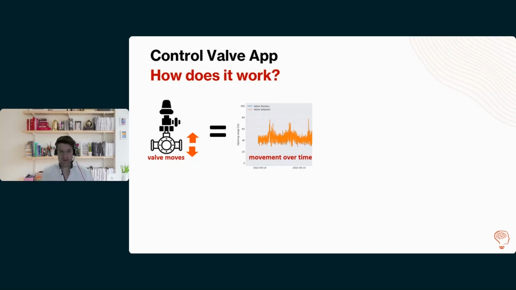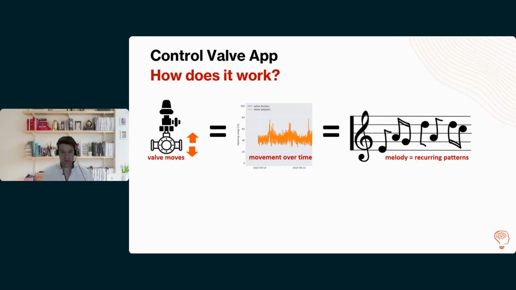This movement over time can be compared to music. It is really the music, the sound of your control valve. And exactly like in music, you have recurring patterns. You have a melody that distinguishes the music from noise. You have patterns that reoccur. You have patterns that change over time.